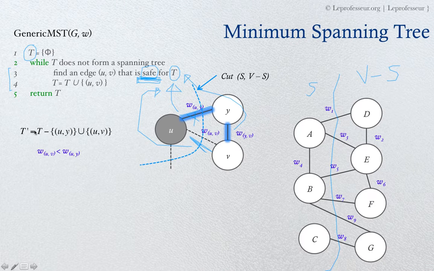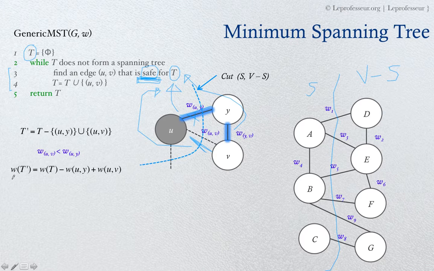How the final tree will look, let's say for example T tick: the original was T, we chopped off the edge between U and Y from T, and we added the edge between U and V. Now we're going to add it only if the weight between U and V is lower than the weight between U and Y. You may think of it in an equation: the weight of the new edge between U and V makes the overall weight of the tree lower than before.